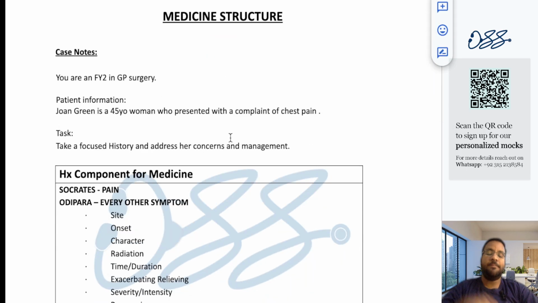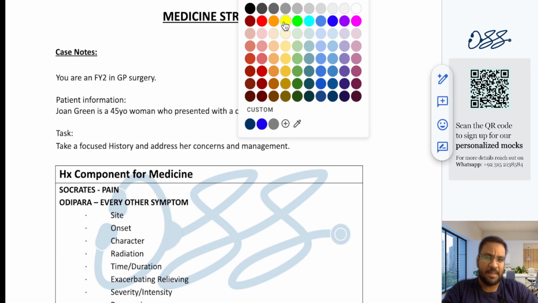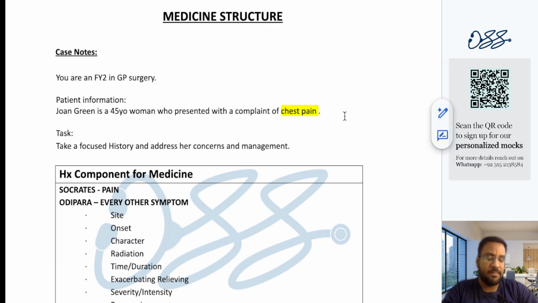This would be how the case note would be presented to you outside the cubicle. As I mentioned in the previous lecture, in identifying different types of stations, there would be a symptom mentioned. For example, in this case, chest pain is mentioned, but the symptom could have been anything: diarrhea, vomiting, weight loss. What you need to do in this type of station is, number one, go inside, read the examiner, and do the introduction in the way that was taught to you in the last lecture.